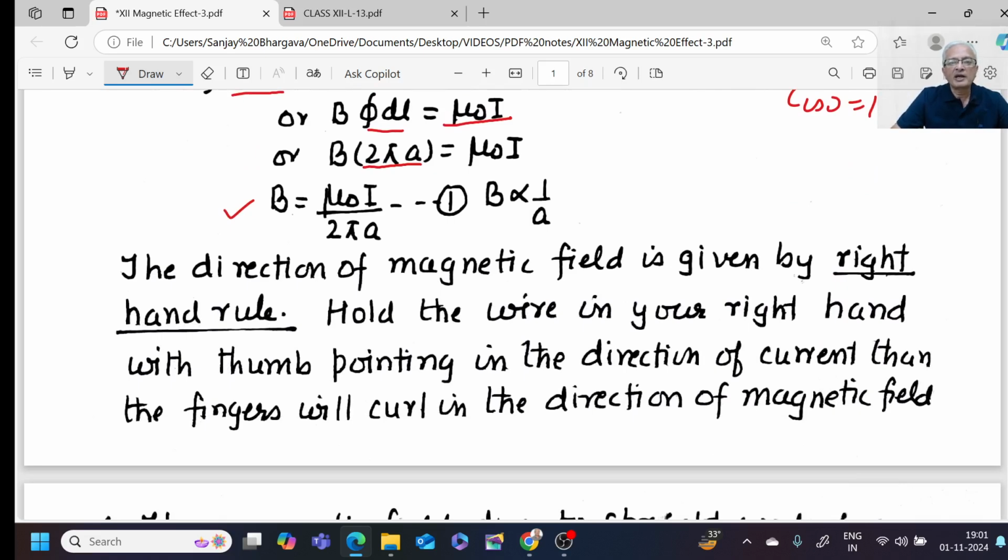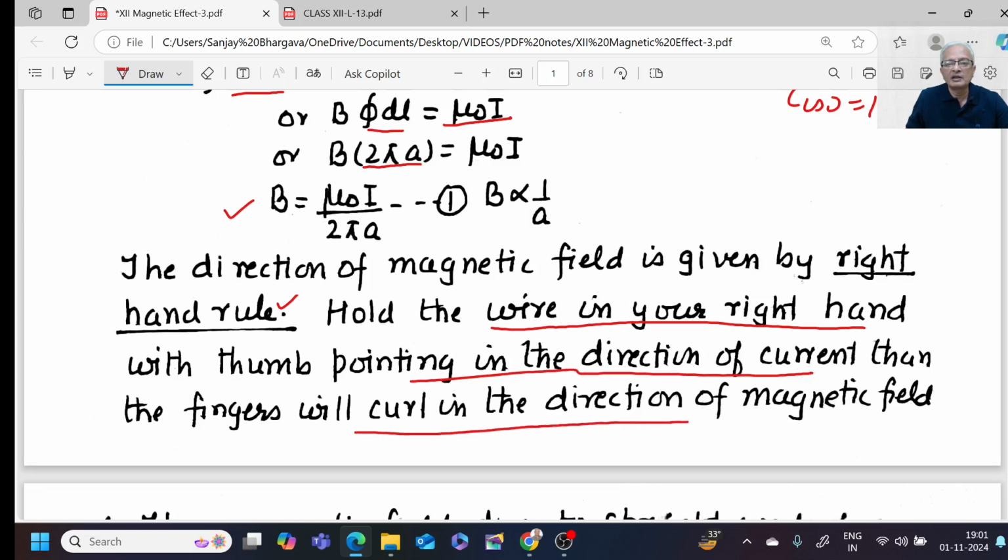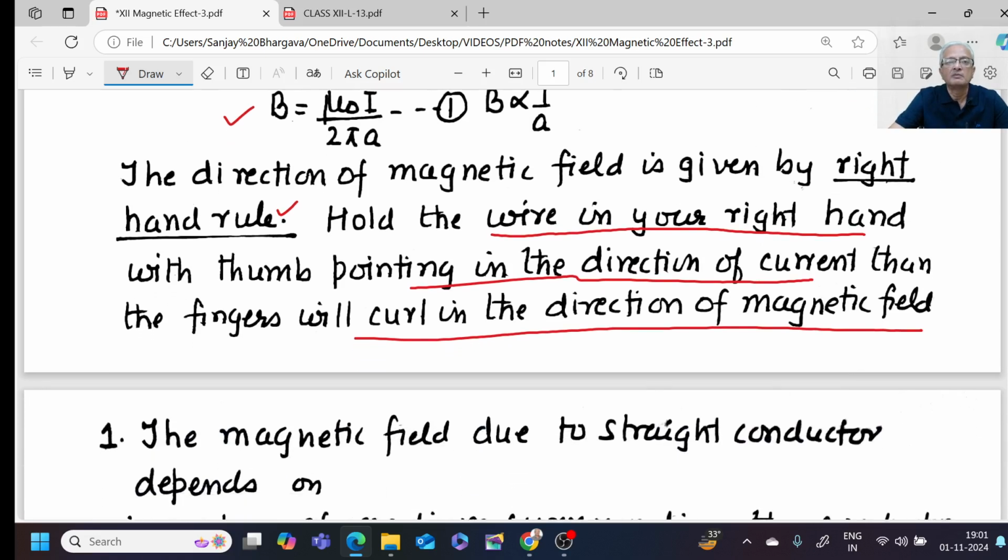The direction of the magnetic field is given by right hand rule. It says hold the wire in your right hand with thumb pointing in the direction of current. Then the fingers will curl in the direction of the magnetic field. Hold the conductor with your right hand such that the thumb points in the direction of current, then the direction of the curling fingers will give the direction of magnetic field.